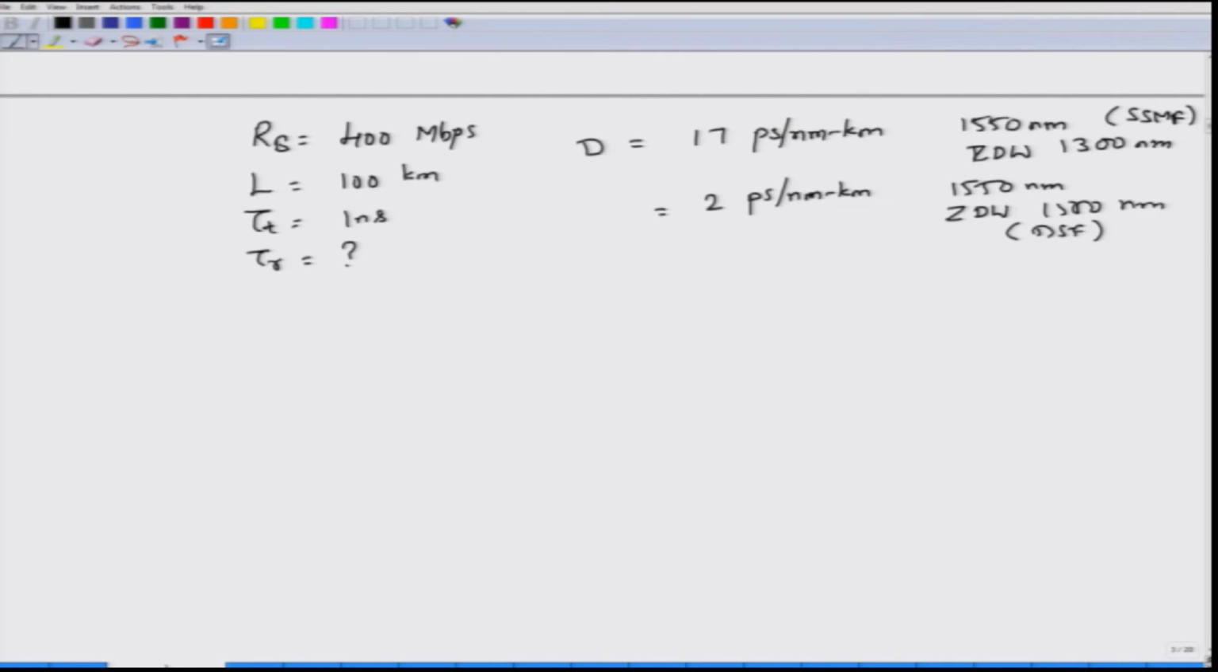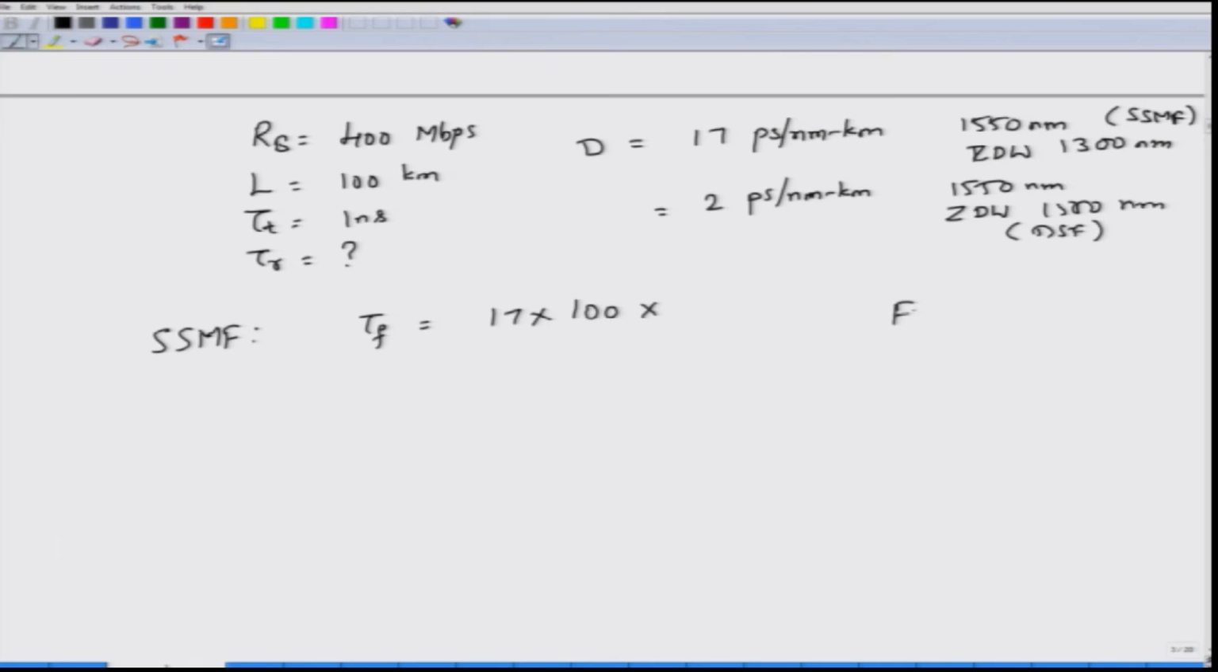Let us now look at it. Suppose I consider the standard single mode fiber, okay. Then the pulse spreading comes out to be: D is 17 picosecond per nanometer kilometer, my length is around 100 kilometer. Okay. What about the spectral width?